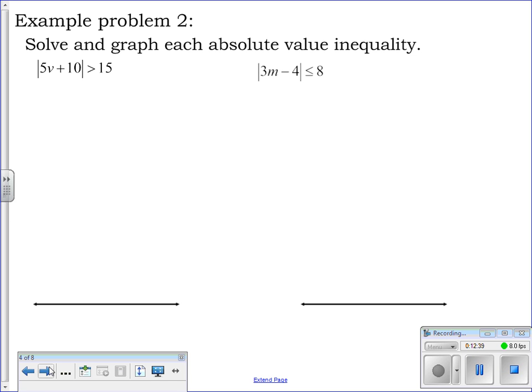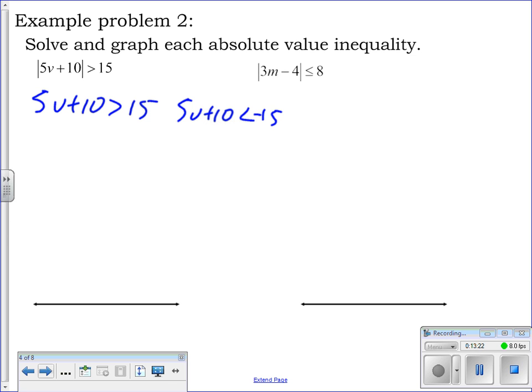Still the same process. We still split it into 2 problems. So I have 5v plus 10 greater than 15. But I also have 5v plus 10 less than negative 15. When I change the sign, I change the inequality. Go from positive to a negative, I flip the inequality, just like solving inequalities. I have to flip the inequality around when I do that.